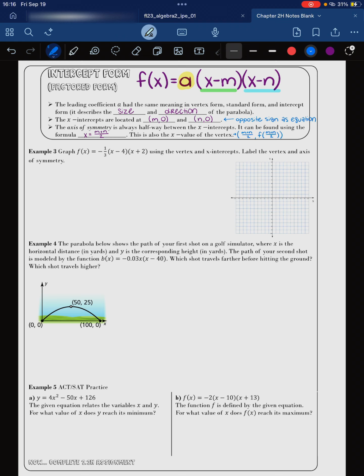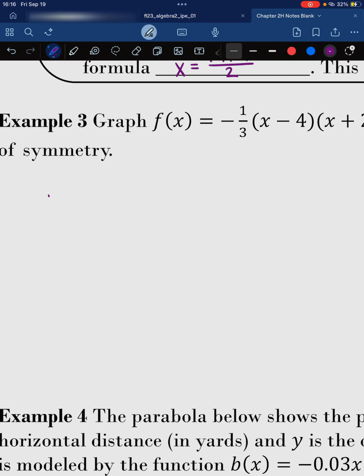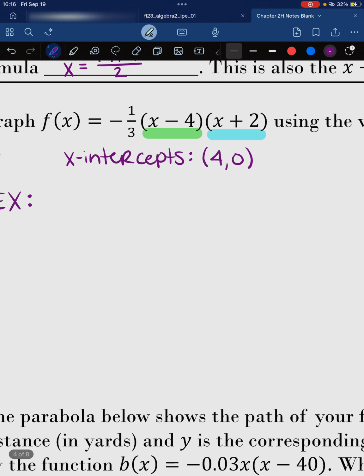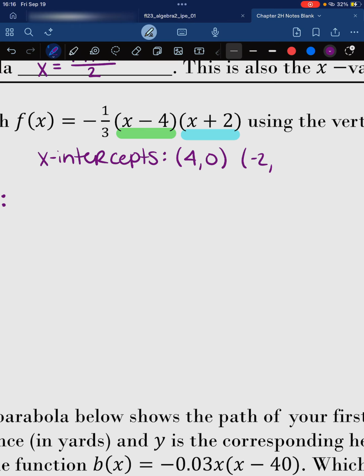Okay, so example 3, graph using the vertex and x-intercepts. Label the vertex and axis of symmetry. Let's not forget to do that this time. So let's look at the vertex first. So we'll use that handy formula. Actually, before I do that, side note, here's my values of m and n, which means that my x-intercepts are going to be at (4, 0), right, opposite sign, and (-2, 0).